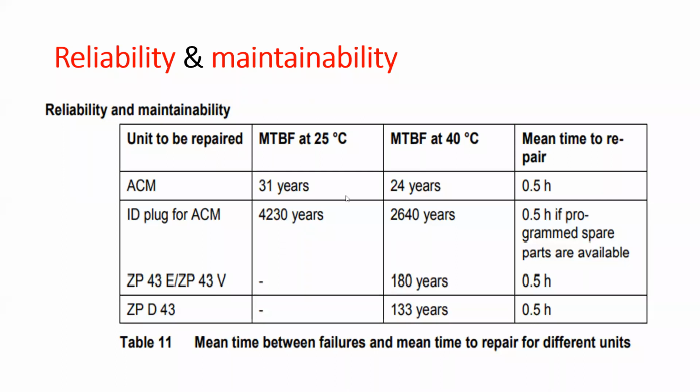The reliability of it, where theoretically they have calculated, one ACM fails only once in 24 years. ID plug, maybe many more thousands of years he has given. But the statistics are a little deceptive. One ACM fails in 24 years. And if I have 24 ACMs installed, every year one can fail. If I have 24 into 12, every month I can have a failure. So that has to be kept in mind.